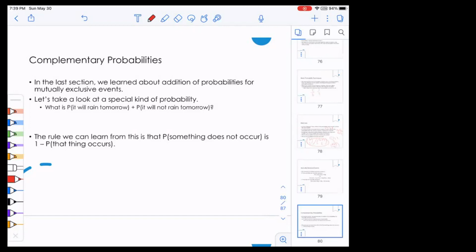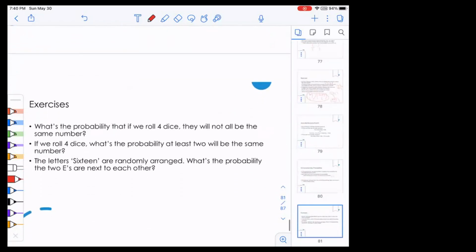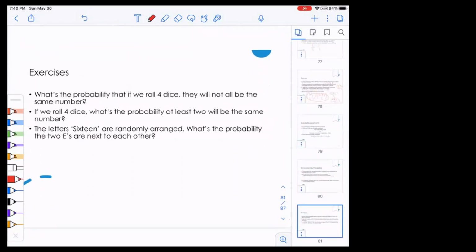So what we can say is since we're guaranteed that one or the other will happen, it's going to be 1, since it's going to happen either way. So basically the rule is that the probability that something does not occur is 1 minus the probability of that thing occurring. So that's a rule. This is complementary probability. We're counting what we don't want to count and then subtracting it from 1 to find the probability.